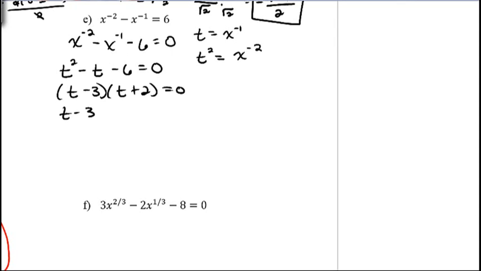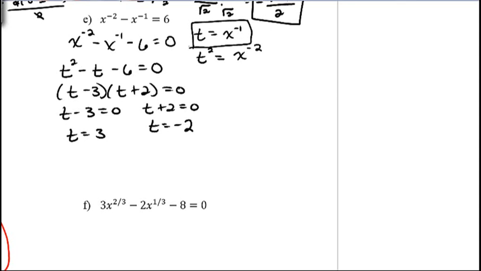So when we set t minus 3 equal to 0, we get t equals 3. And when we set t plus 2 equal to 0, we get t equals negative 2. So again, don't forget this last important step, and that's to replace the t with whatever it's equal to, and this time it's equal to x to the negative first. So we get x to the negative first is equal to 3. x to the negative first is the same as 1 over x.